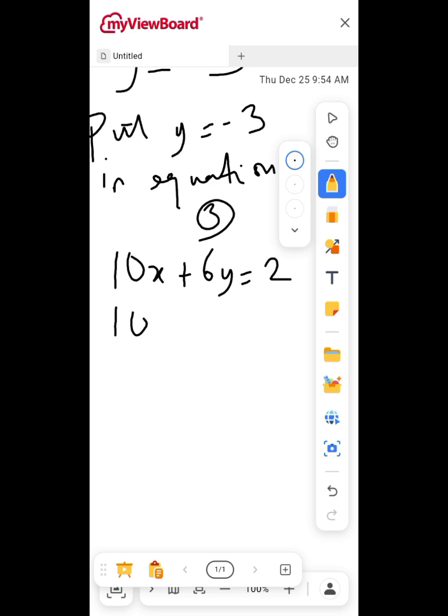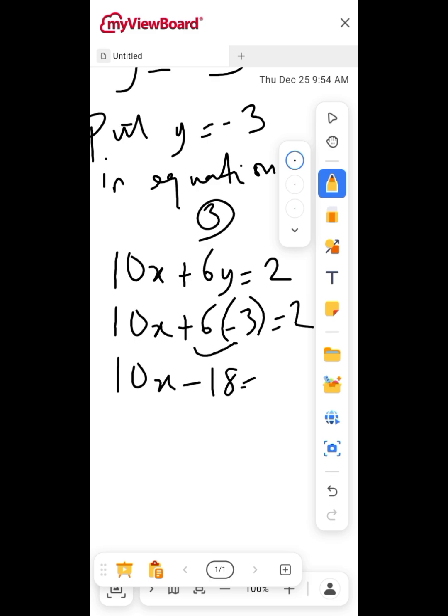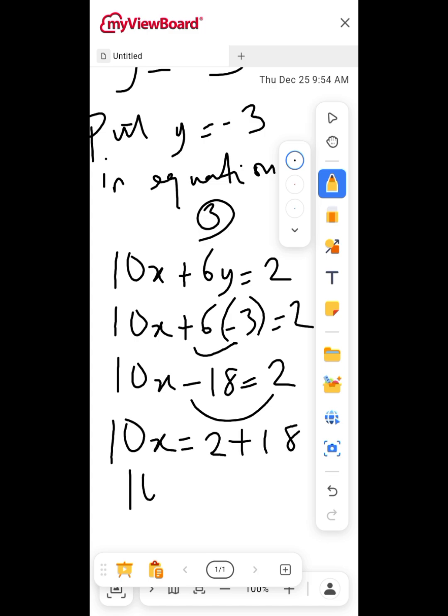So anywhere I see y, I put minus 3. 10x plus 6 into brackets, minus 3 equals 2. So 10x minus 6 times minus 3, that's minus 18, equals 2. You can now collect like terms. So I have 10x equals 2 plus 18. So 10x equals 2 plus 18 is 20.